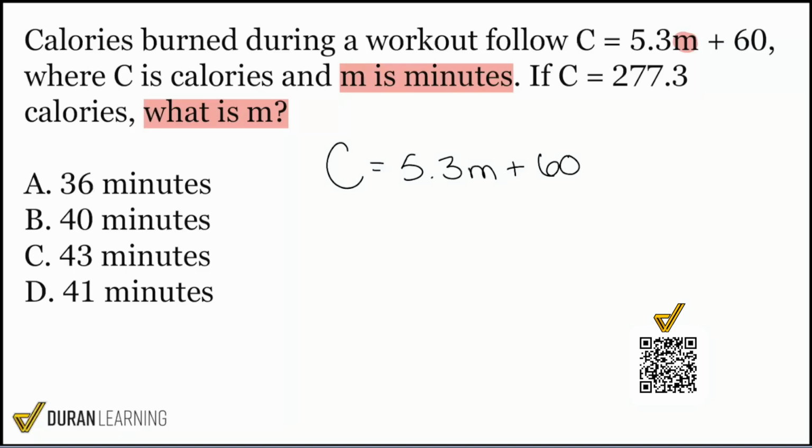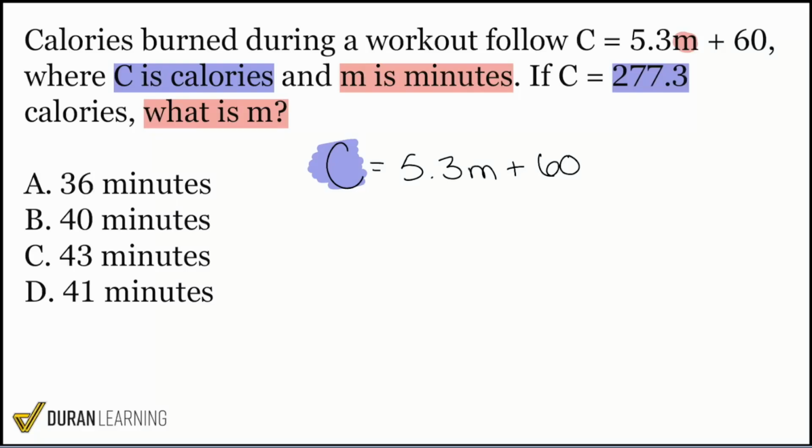What we can also feel pretty good about is the value of C. The value of C, which is in calories, is given to us as 277.3. Regardless of whether you're afraid of decimals or not, there's no cause for concern yet, because knowing decimals or not doesn't stop you from plugging it in. So we have 277.3 equals 5.3M plus 60.